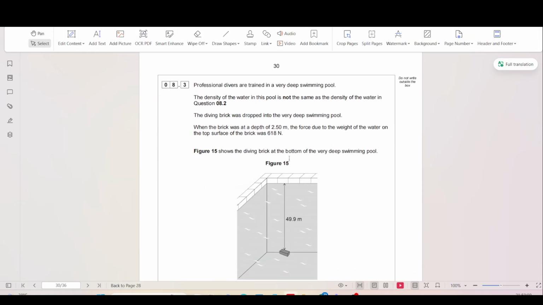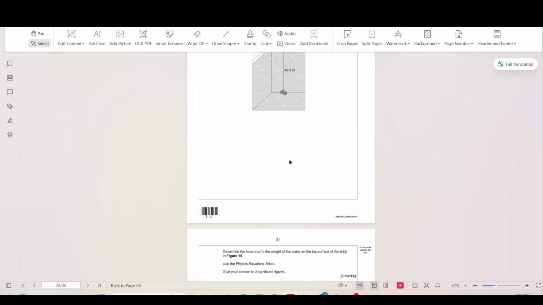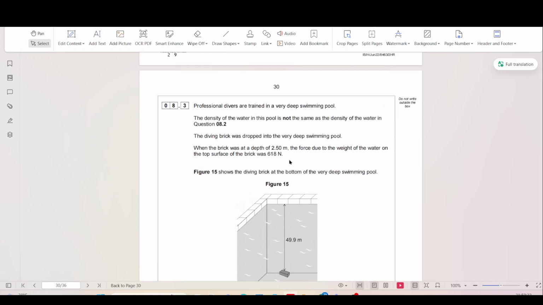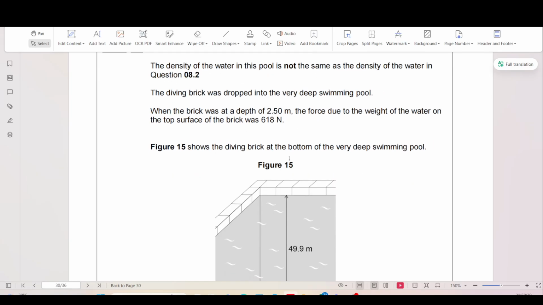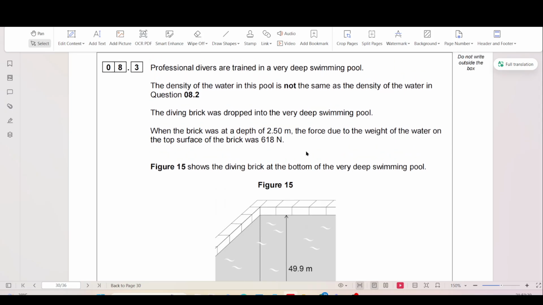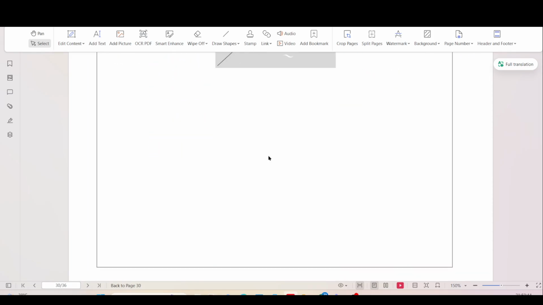Okay, next one. Professional divers are trained in a very deep swimming pool. The density of the water in this pool is not the same as the density of the water in question 8.2. The diving brick was dropped into the very deep swimming pool. When the brick was at depth 2.5 meters, the force due to the weight of the water on the top surface of the brick was 618 newtons. Determine the force due to the weight of the water on the top surface of the brick using the physics equation sheet.